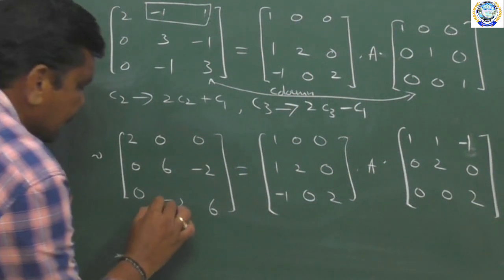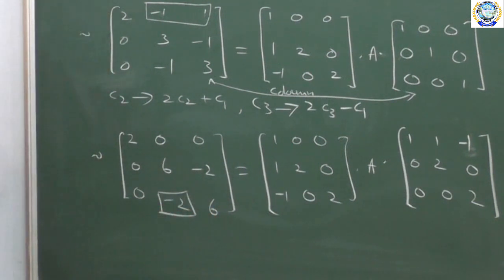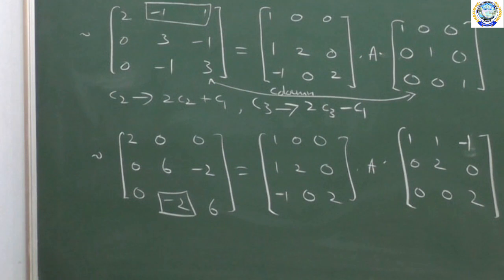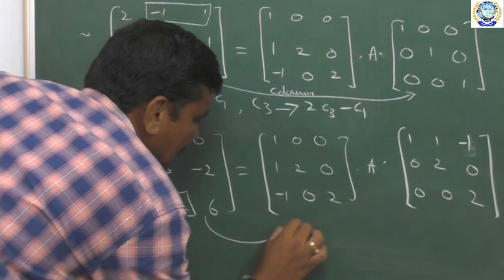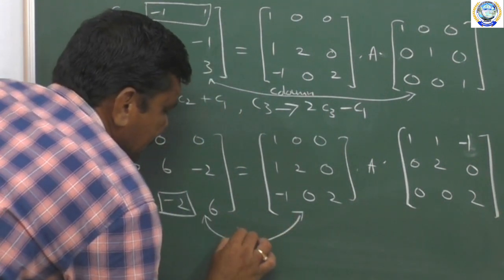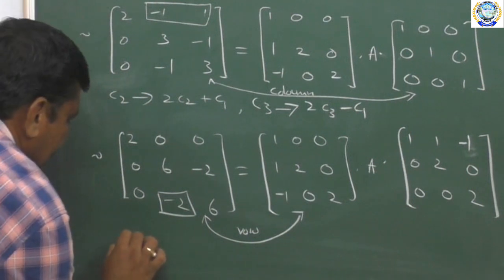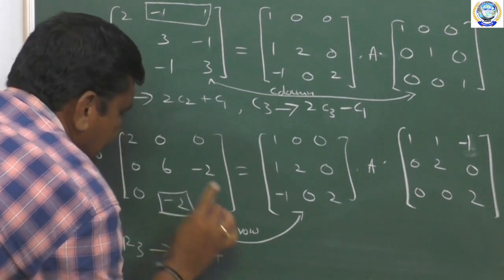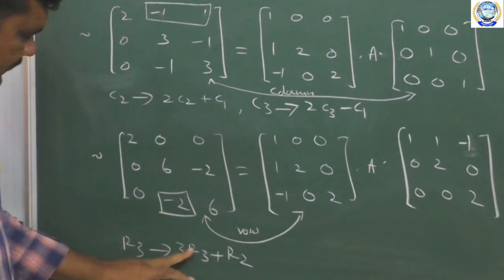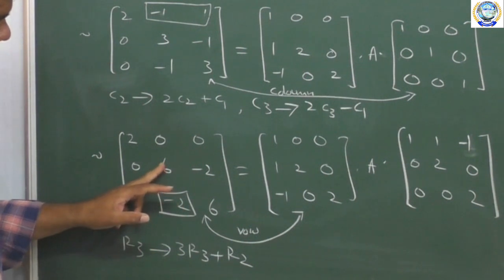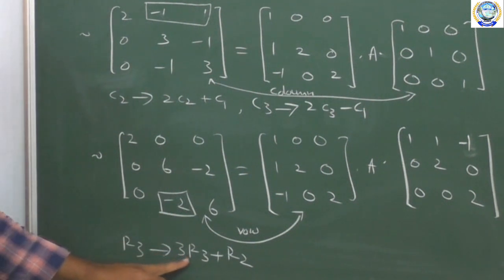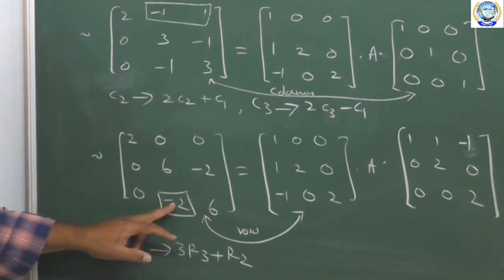Next, to reduce this element to 0 by using this element 6 in R2. Here we use elementary row operations, which will be applied to these two matrices. In place of R3, we use 3R3 plus R2. So 3R3 is 3 into minus 2, plus R2 is 6. So minus 6 plus 6, so it is 0. Here it is the operation to reduce these elements to 0 using 6.